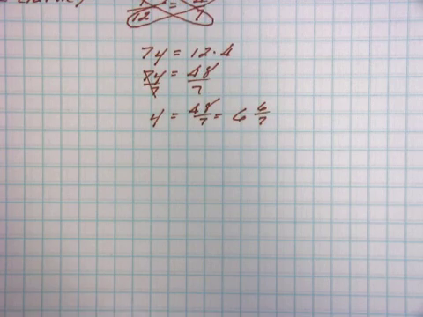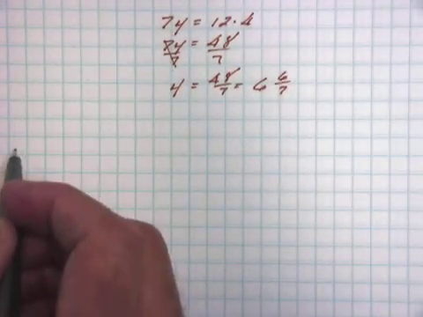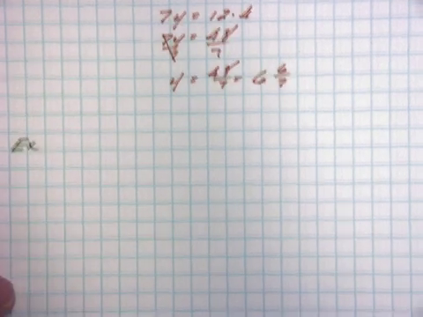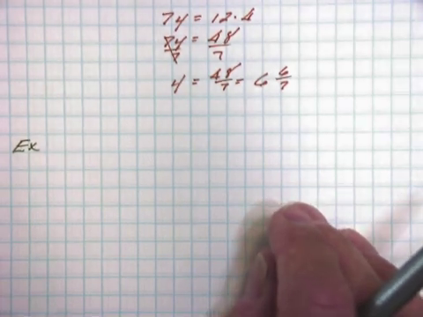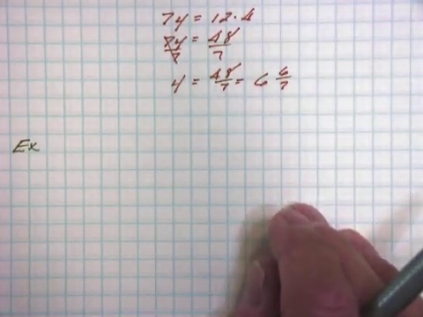Okay, so there's another fairly basic example. Now we can use cross multiplication to actually solve real-world problems. So let's take a look at an example.